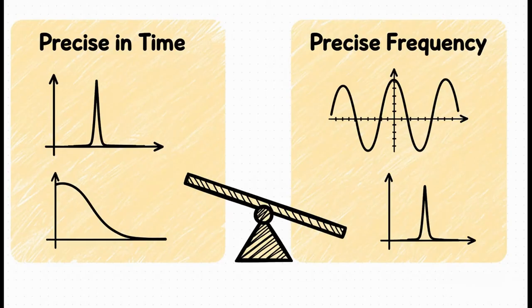Look at this, it shows it perfectly. On the left, you've got a super short, sharp click. It's very precise in time, right? But look at its frequency recipe. It's just a wide, blurry smear. You can't pin it down. Now on the right, you have a single, pure musical note, perfectly precise in its frequency. But to be that pure, it has to be an endless wave that exists across all of time. You can't have it both ways.